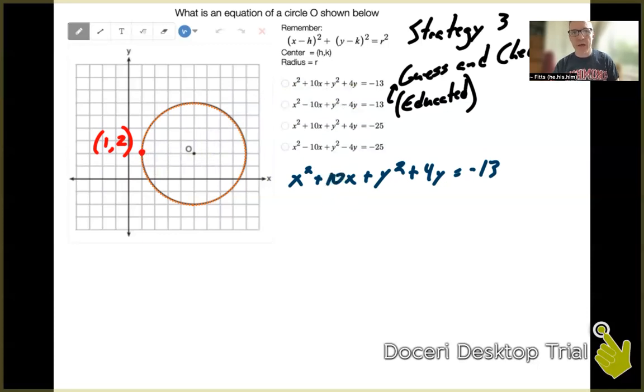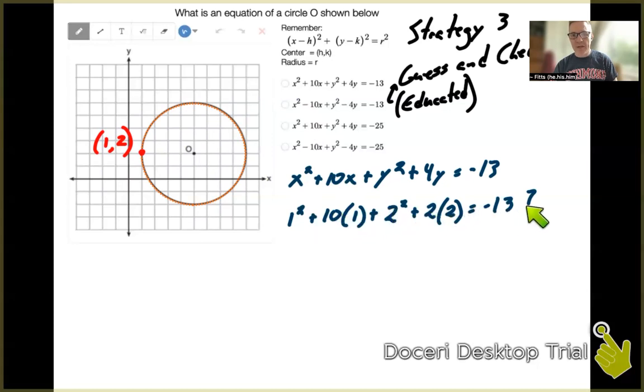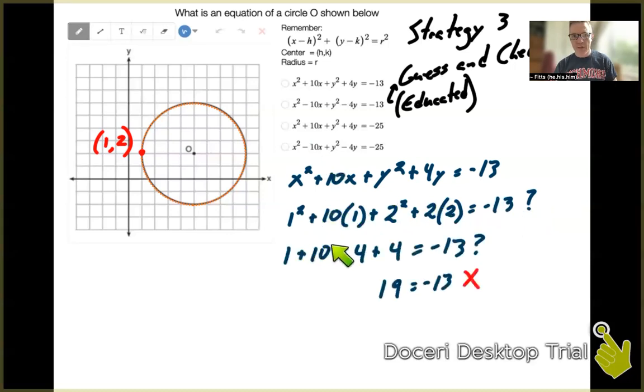So this is a little less algebraic than what we were doing before. That's why I kind of like it. So if I plug in 1 for x and 2 for y, what I end up with is 1 squared plus 10 times 1 plus 2 squared plus 2 times 2. Does that equal negative 13? I don't know. Let me expand that. 1 squared is 1. 10 times 1 is 10. 2 times 2 is 4, plus 4. No, that all equals 19. Definitely does not equal negative 13. So this first one is out.